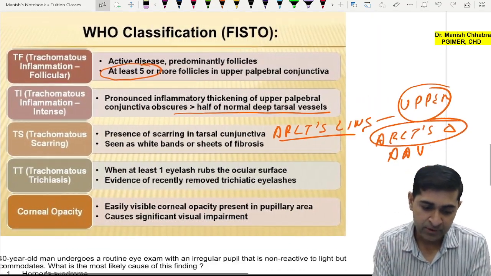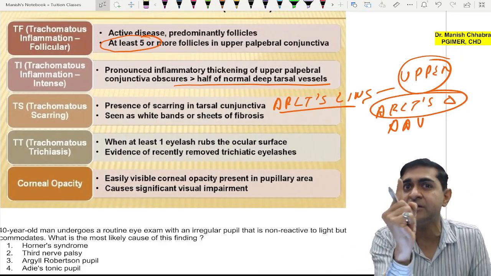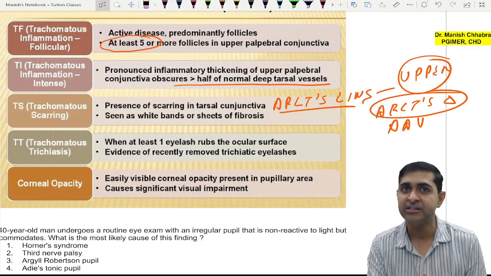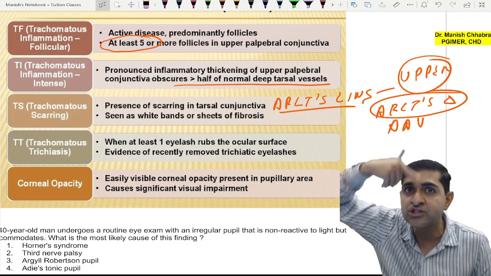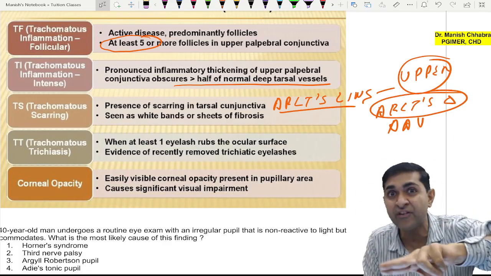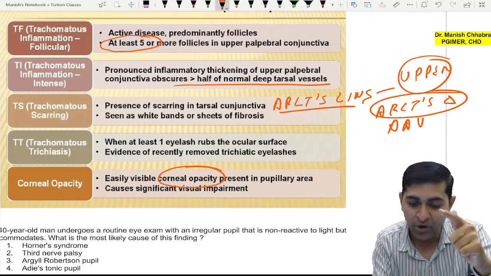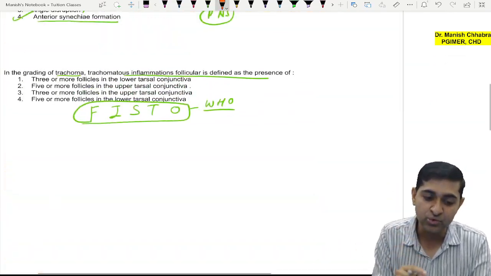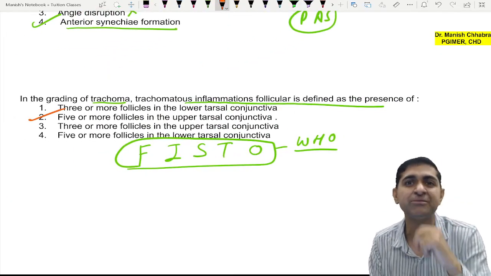Okay. Then is trichiasis. Trichiasis is misdirected eyelashes. Minimum one misdirected eyelash will make you think of FISTO's T. And O is when there is blinking with the trichiasis, it is constantly going to rub upon the cornea, which will cause epithelial defect, which will induce inflammation, which will cause corneal ulcer, and the sequelae of corneal ulcer will be corneal opacity. So that is your FISTO classification. Now getting back to our question. How many follicles? We have just done 5 follicles. So that is the answer, my dear friends.